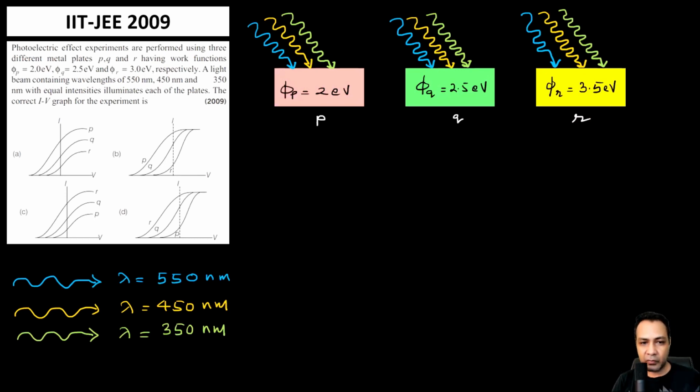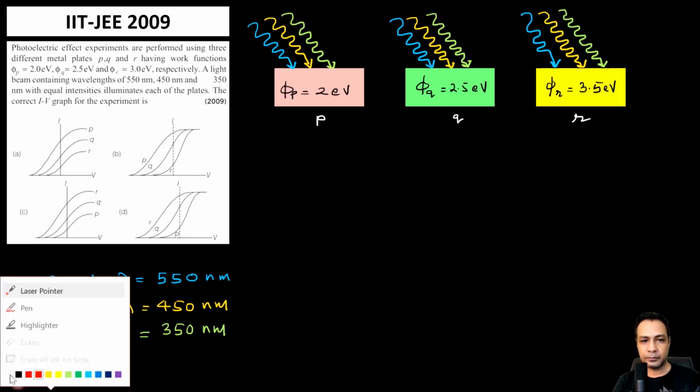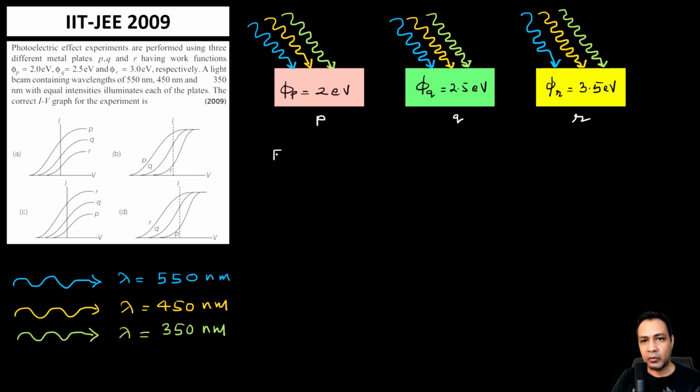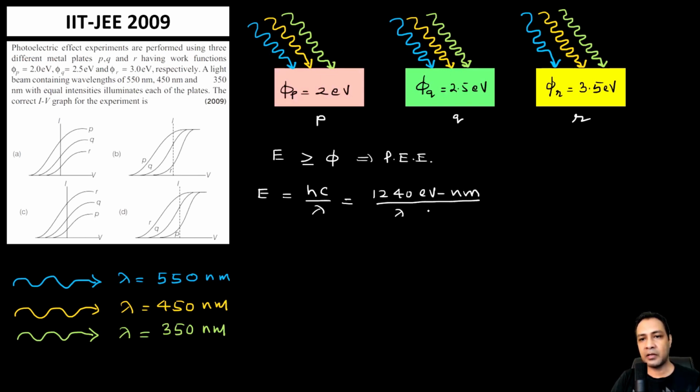Whether one of the components will be able to cause photoelectric effect or not will depend on this: if the energy of a photon of the light is greater than or equal to the work function, then photoelectric effect will occur. So we will have to find the energy of a photon of light, and the energy of a photon of light is hc by lambda. The value of hc is 1240 electron volt nanometer, and divide by lambda. If lambda is in nanometer, then immediately this 1240 and lambda will give me the energy of a photon in electron volt.